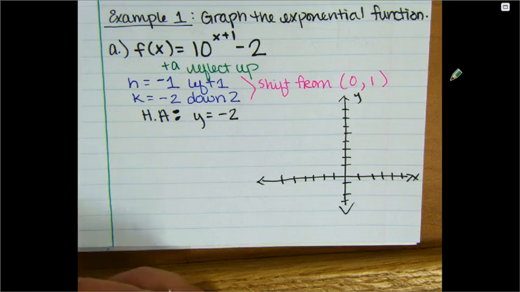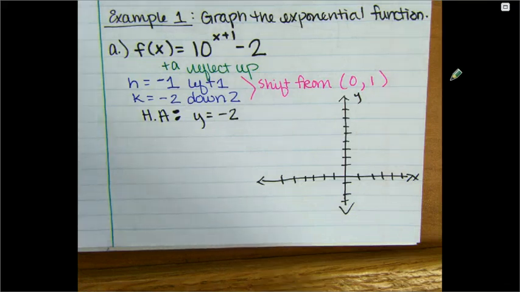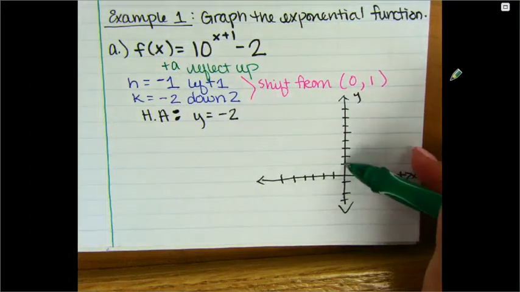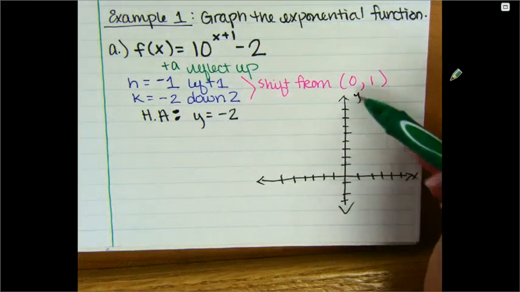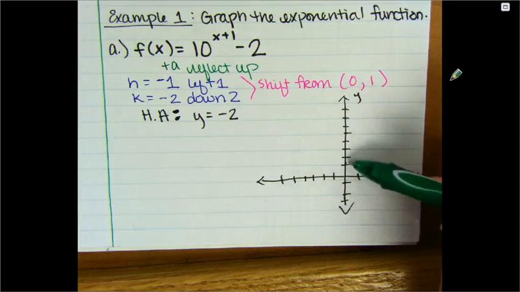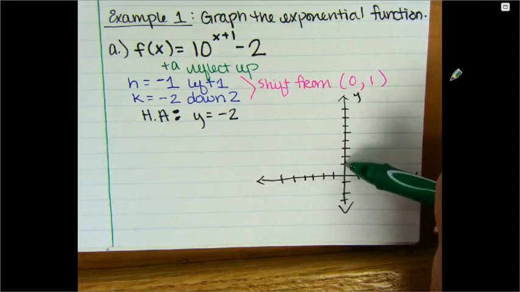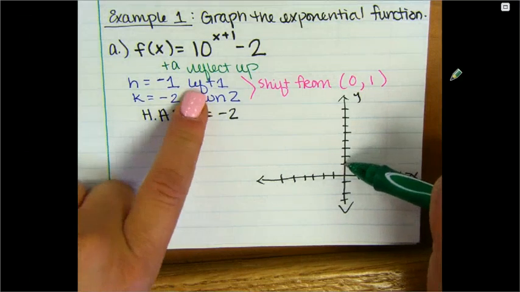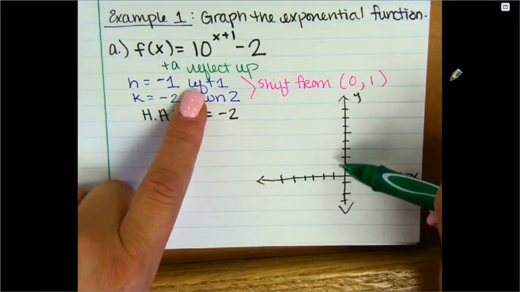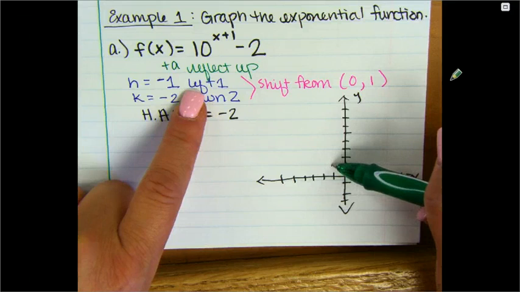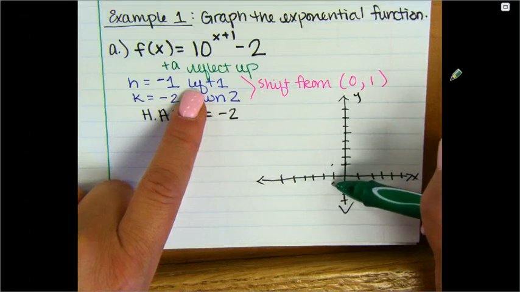All right. Where do we start? Where do we put our pencil to start? 0, 1. Very good. Why 0, 1? Because that's where we shift from, right? So we need to start here to shift from there, just like we would start from 0, 0. So now we're starting from 0, 1. And from 0, 1, you're going to go which way? Left 1. And then you're going to go down 2.